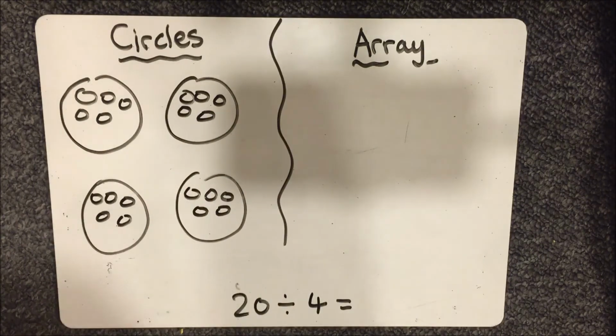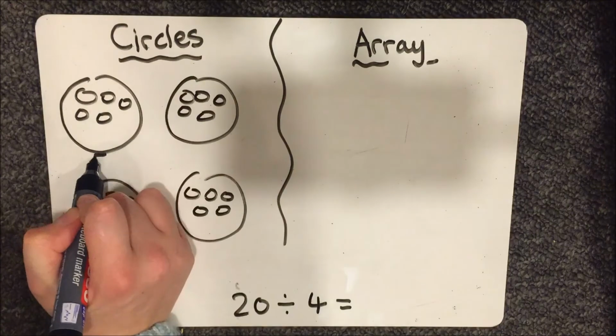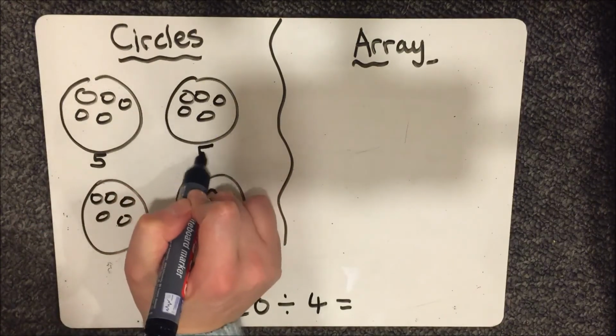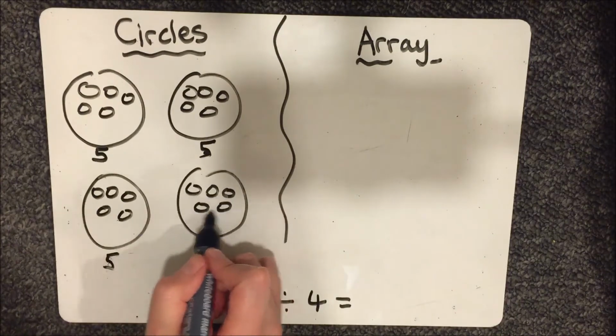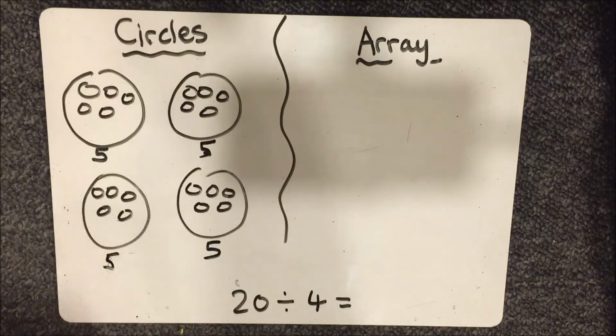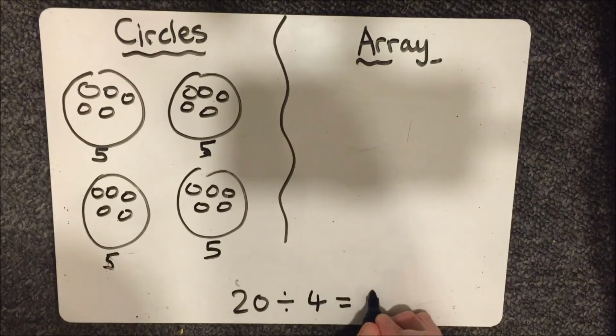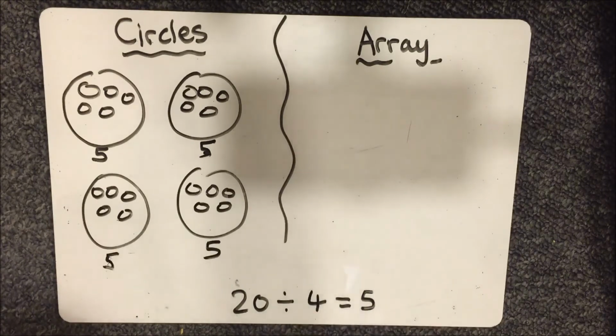How many do I have in each group? 1, 2, 3, 4, 5. I've got 5 in this group. 1, 2, 3, 4, 5 in this group. 1, 2, 3, 4, 5 in this group. 1, 2, 3, 4, 5 on this shelf. So they're all equal. 20 divided by 4 is 5. So 20 books put onto 4 shelves, every shelf will have 5.